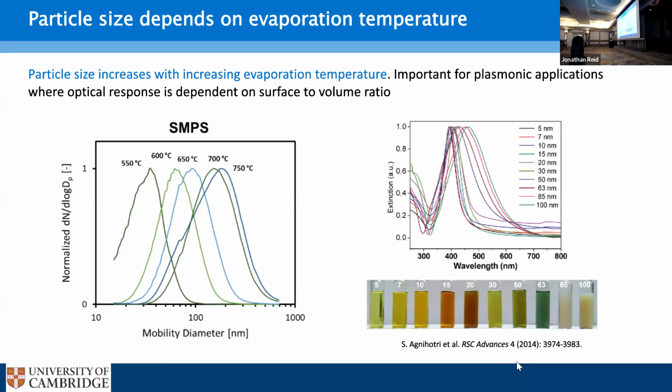And then for plasmonics, that's an important thing because the optical response of particles is dependent on their surface to volume ratio. So they studied a paper taken from RSC Advances where they showed that monodispersed silver particles will absorb and scatter different wavelengths of light. And these are the solutions of those respective particles, and they show different colors. And that's also why we see nice vivid colors in stained glass windows in churches.